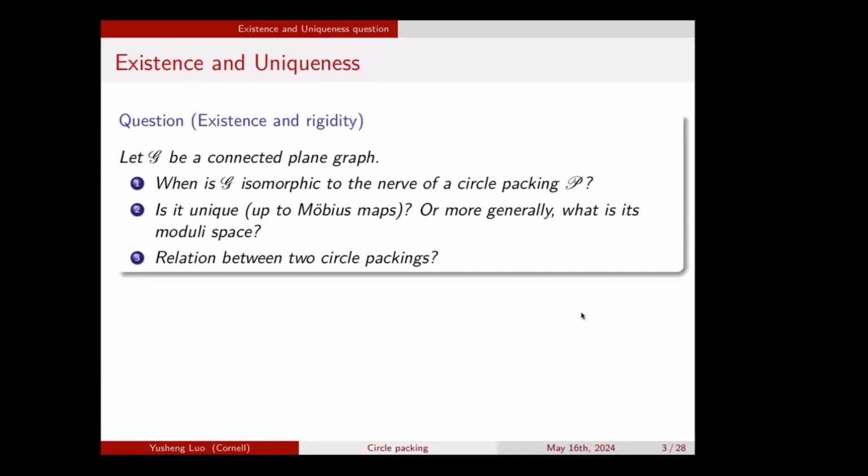Here, a plane graph means a graph that is also embedded in the Riemann sphere, so it's a planar graph together with an embedding. And when we say two plane graphs are isomorphic, we always mean that you have an isomorphism of graphs coming from a homeomorphism of the ambient Riemann sphere.